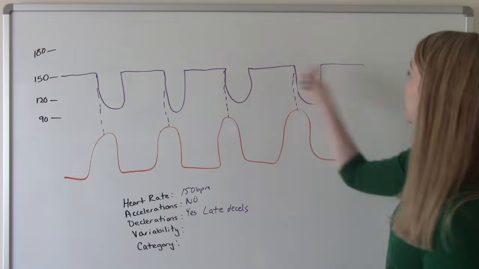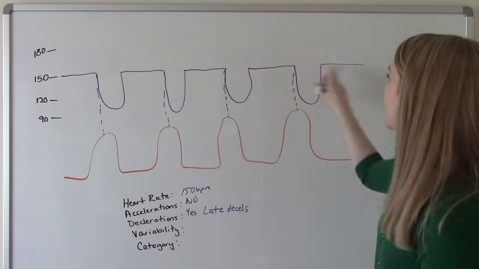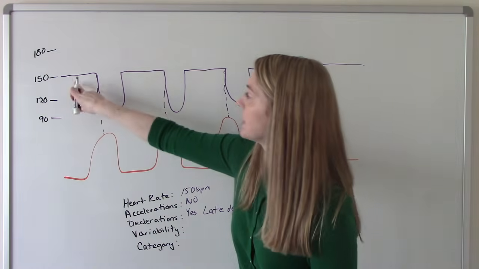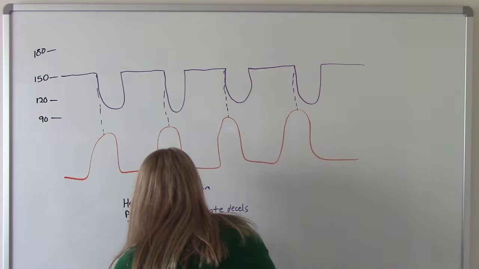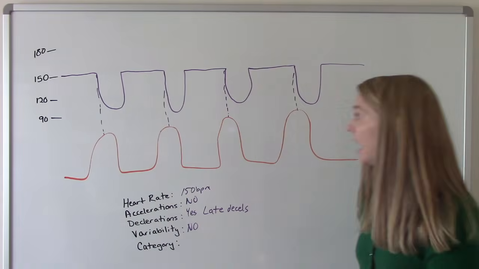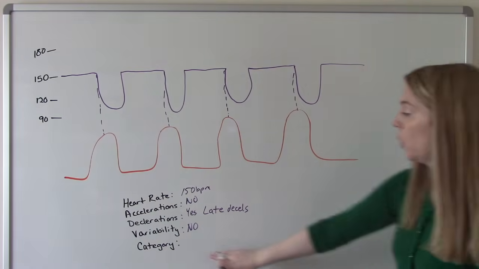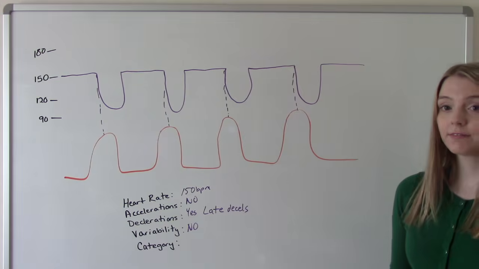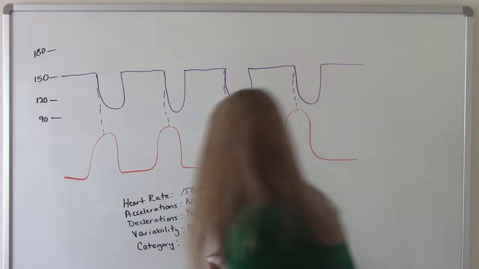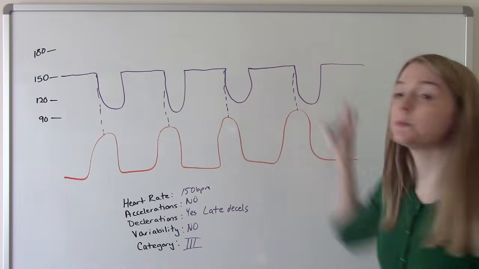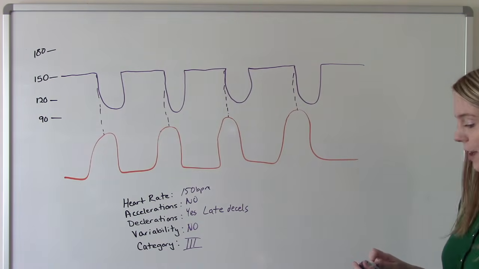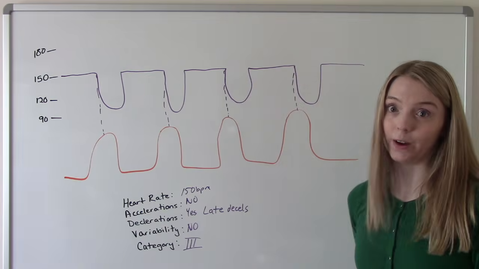Is there any variability here? Any squiggly lines? No. Look how flat and smooth our line is. That's not good. So no for our variability. And then, given all this information, what category is this? This is a category 3, right? Good. So this is bad. We don't want this pattern on our babies, and we wouldn't let it get to this point, right?